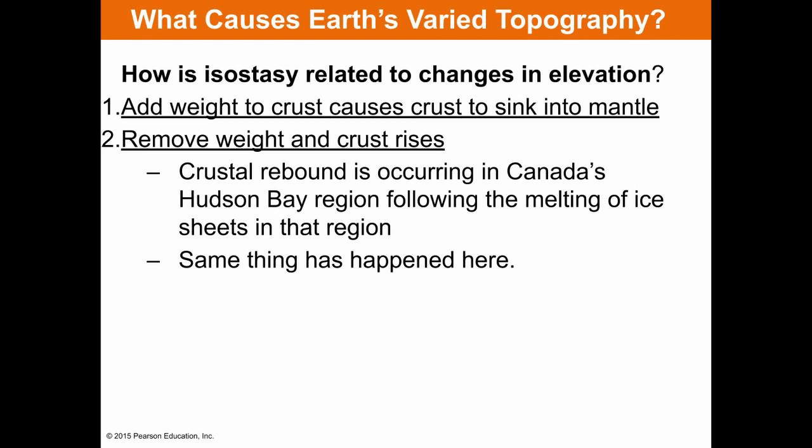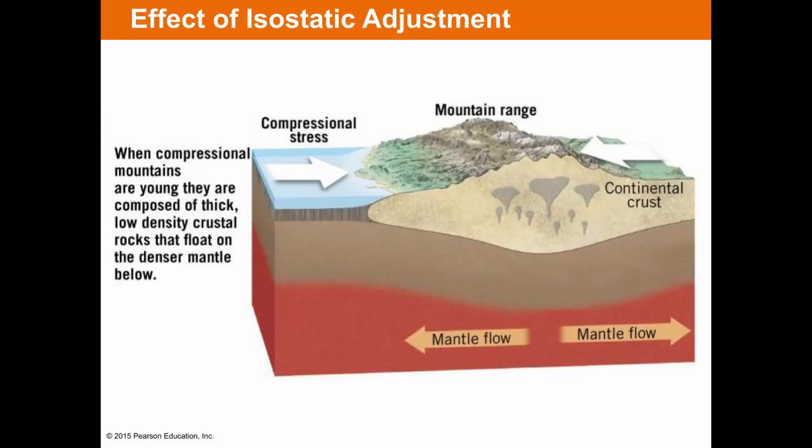When you stack mountains on top via any of these orogenic events that we've talked about so far, this causes the crust to sink down, causing a buckling in the mantle. So when you have this compressional stress that we've talked about shoving together a mountain range, these compressional mountains are young, and they're composed of thick, low-density crustal rocks that float, as shown here below, on that denser mantle.